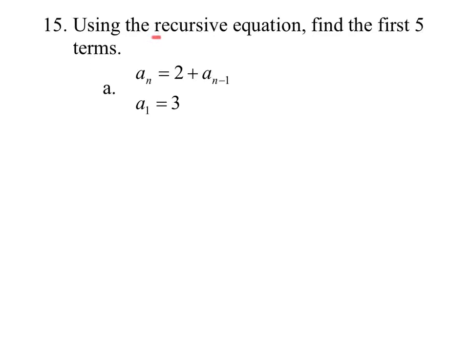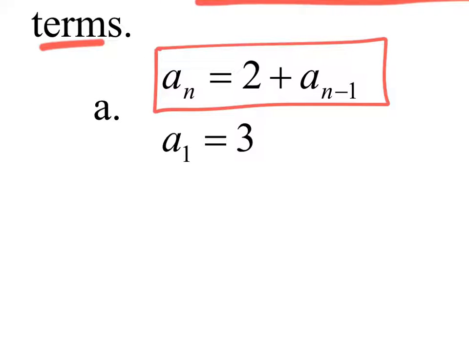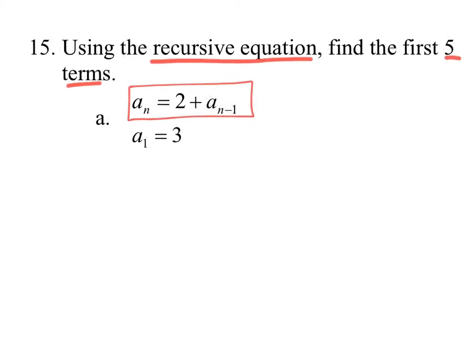Number 15 says, using the recursive equation, find the first 5 terms. All right, on closer inspection, I see that here we've got sort of like our template, right? This is the operation we're going to be using to transition from one term to the next. And we've also got our first term in this recursive equation, which is a sub 1 equals 3. So we've got to find the first 5 terms.